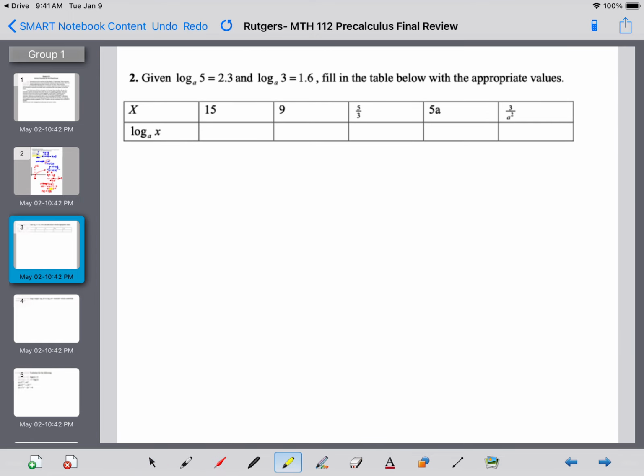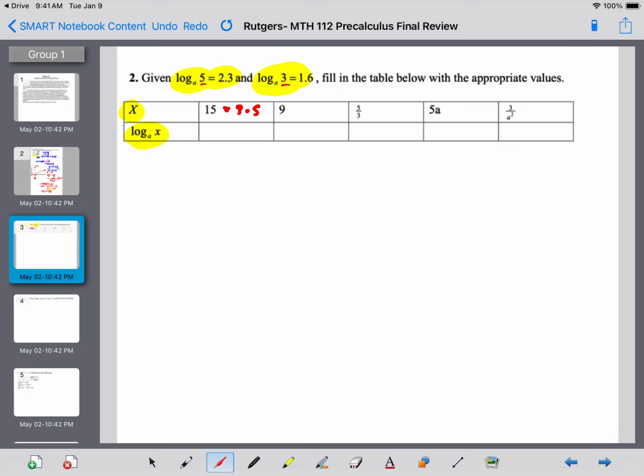Given log base A of 5 equals 2.3 and log base A of 3 equals 1.6, fill in the table below. So it looks like the function is log base A of x, and they're giving you these x values. Now, they gave you an input of 5 and an input of 3, and I know that 15 equals 3 times 5.